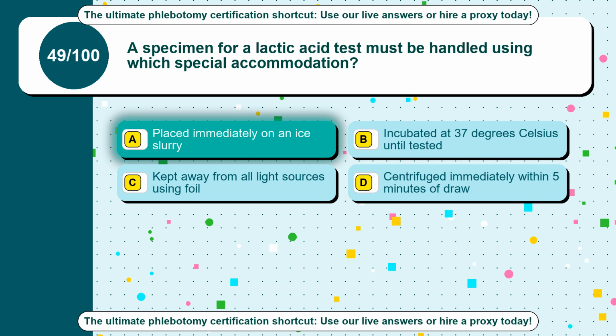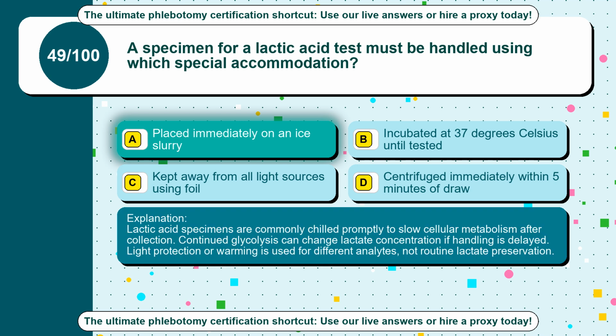Placed immediately on an ice slurry. Lactic acid specimens are commonly chilled promptly to slow cellular metabolism after collection. Continued glycolysis can change lactate concentration if handling is delayed. Light protection or warming is used for different analytes, not routine lactate preservation.